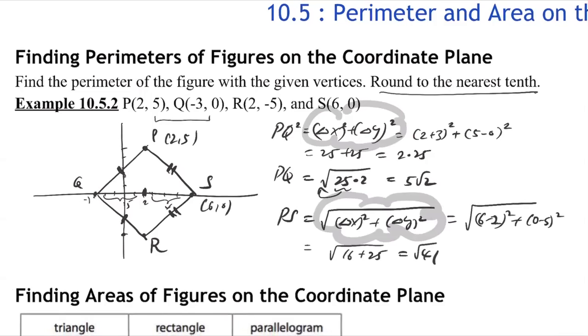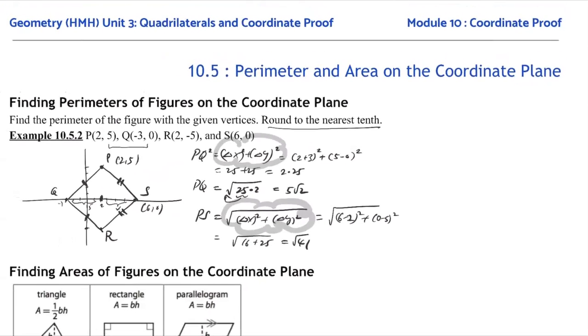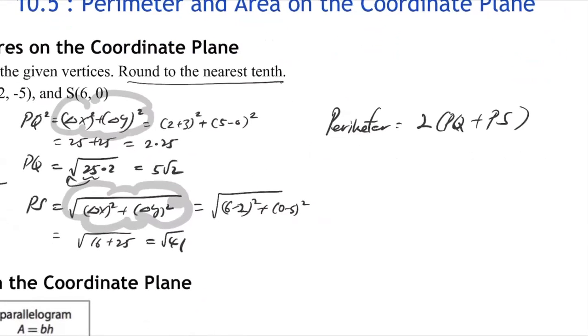So that's it. Now we're going to find the perimeter. We know that the perimeter, the whole thing, has twice the PQ and twice the PS, right? Because PQ and RQ are the same, and PS and RS are the same. So I'm going to add these two and double it. Now, if you notice, you could do this a couple different ways, right? To find the exact answer, that is 5 root 2 plus root 41, and that right there is 10 root 2.